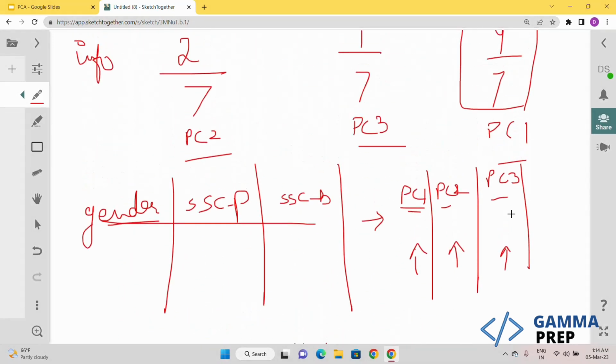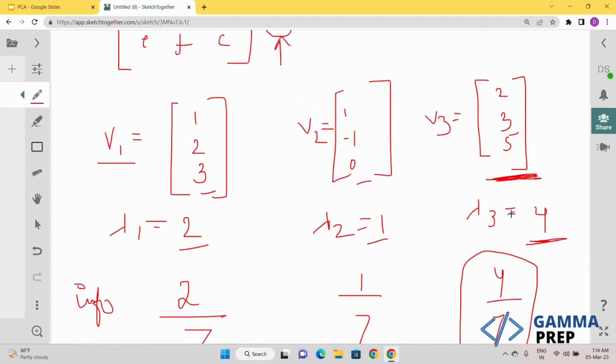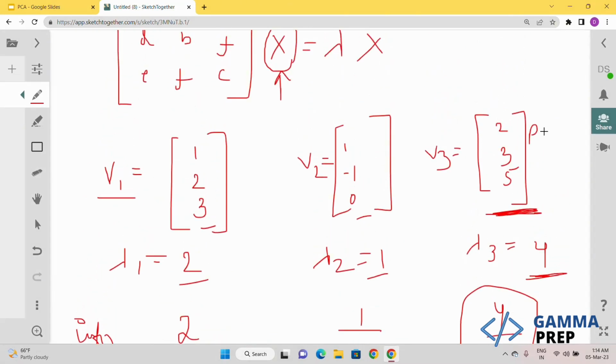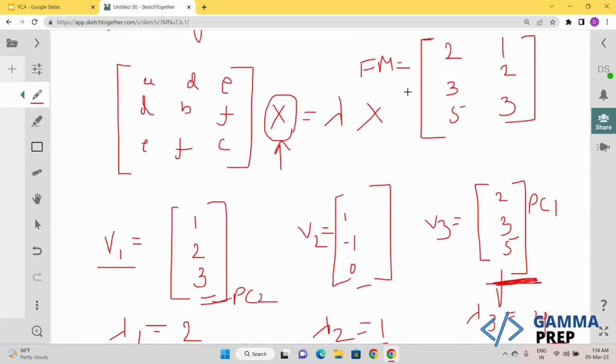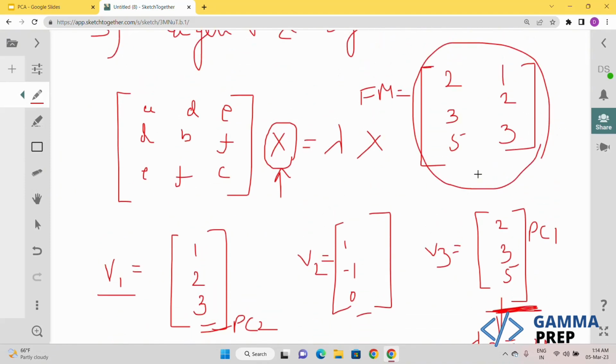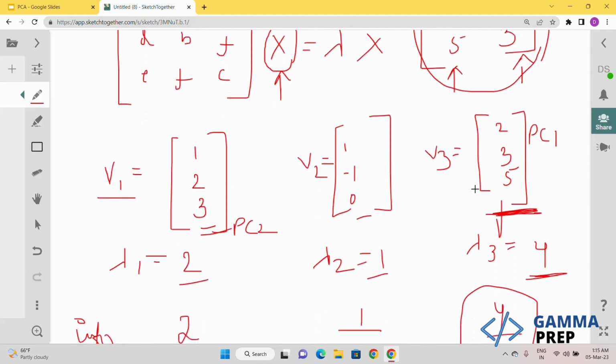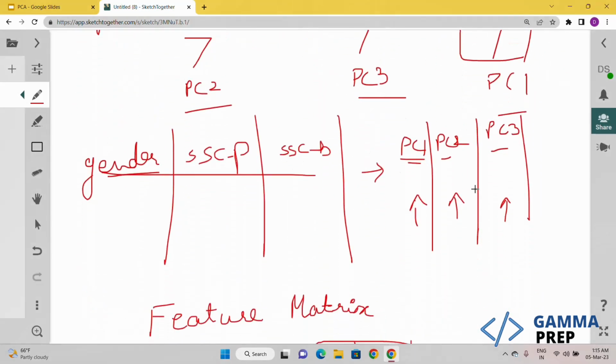So if you see here, we had this as the first principal component and this as the second principal component. In the feature matrix, since I want only two features, I'll first put the first principal component 2, 3, 5 and the second principal component 1, 2, 3. So this is my feature matrix in which I'm taking only the first two principal components. Now, these are the directions: this is the first direction and this is the second direction in which we have to reorient our data. So the fourth step was to create the feature matrix.